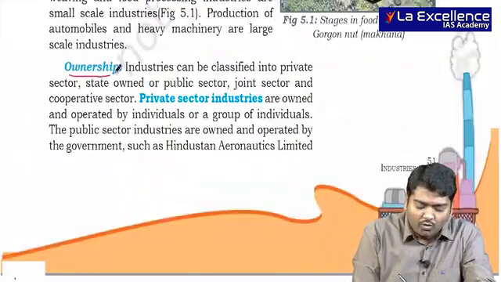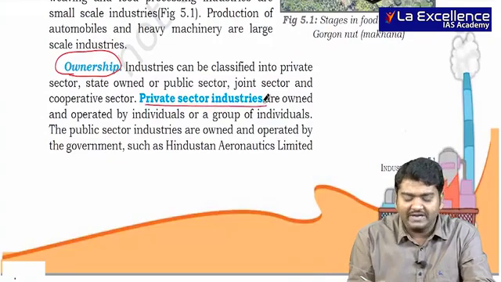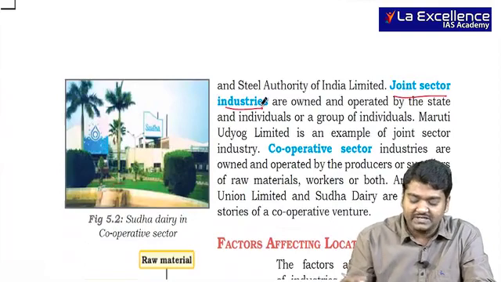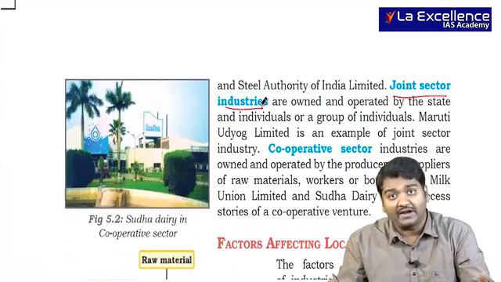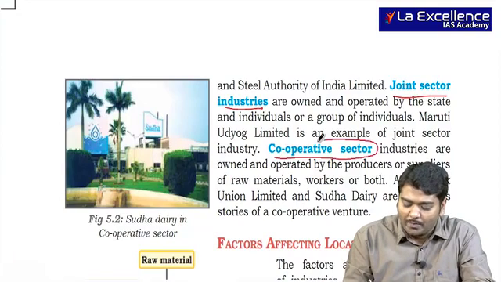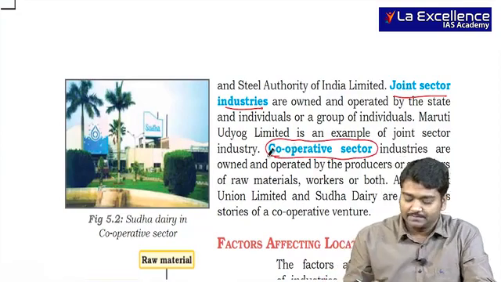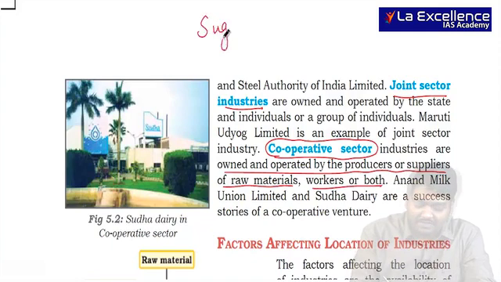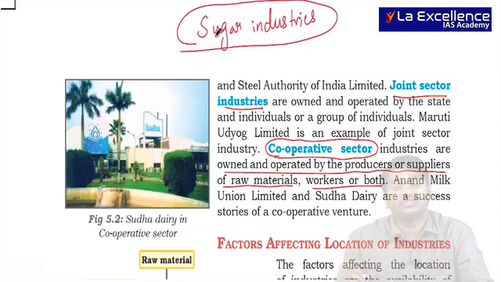On the basis of ownership, we actually observe that you have private sector industries, public sector industries, you have joint sector industries, that is owned and operated by state and individuals. You also have cooperative sector industries, that is, it is being owned and operated by producers or suppliers of raw materials, workers or both. For example, let us take sugar industries. So whenever we are talking about sugar industries, the sugarcane farmers will come together and they open a cooperative sector, and all the sugarcane will be sent to this industry and the output will be there.